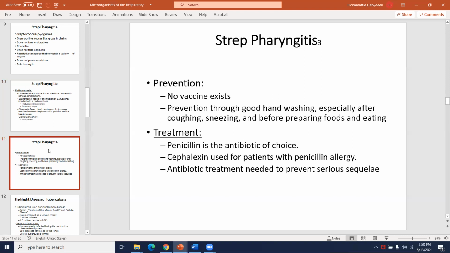Now, pathogenesis. When we talk about the pathogenesis, that's what we're talking about, all the damage that they could be doing to you. Now, how do we diagnose such a disease? Let's say you have pharyngitis. How do we diagnose such a disease before even going to how do we prevent them?